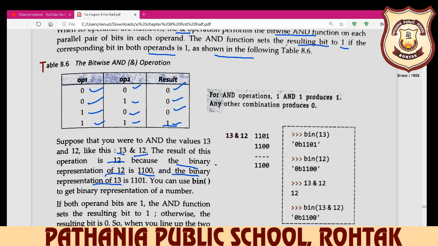You can use bin. Bin is the function to get the binary representation of a number.